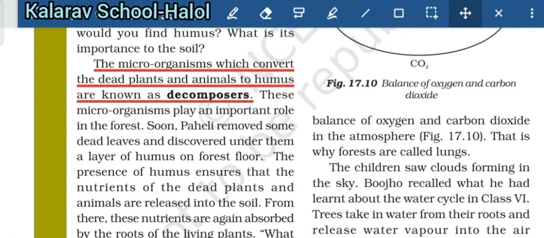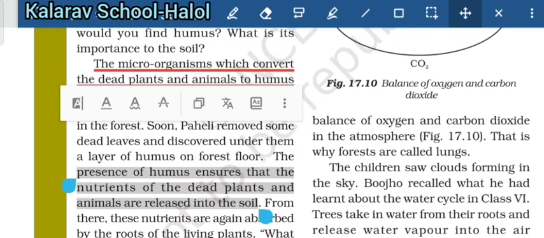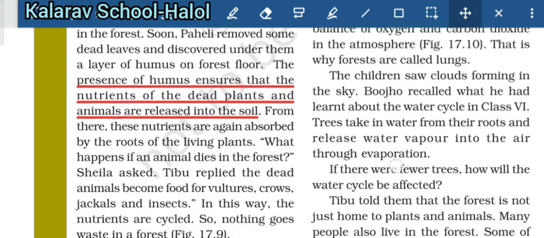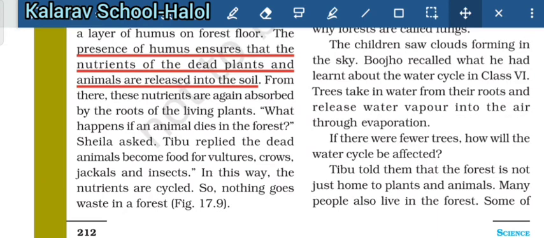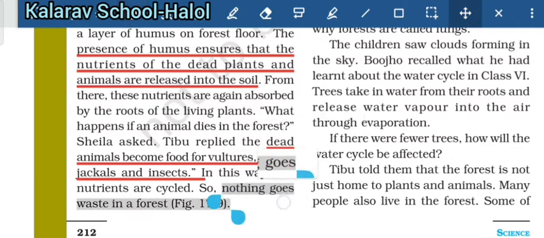He removed some dead leaves and discovered under them a layer of humus on the forest floor. The presence of humus ensures that the nutrients of dead plants and animals are released into the soil. When the plants take up these nutrients, they are taken up by animals. The dead animal becomes food for vultures, crows, jackals and insects. In this way nutrients are cycled. So nothing goes waste in the forest.